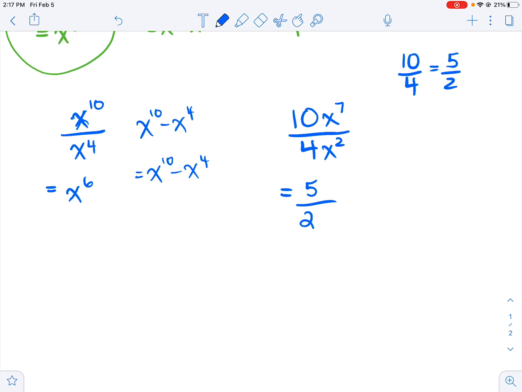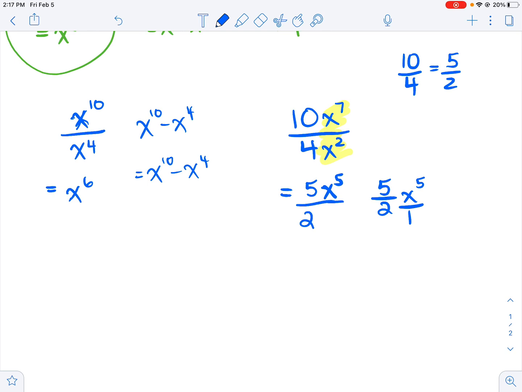And then we still use our exponent laws for this guy. So 7 take away 2 would be 5. So x to the power of 5. Cool. And you can write it like 5 over 2 times x to the power of 5. You can put the x on the numerator, because technically it is, because it's kind of like it's over 1, right?